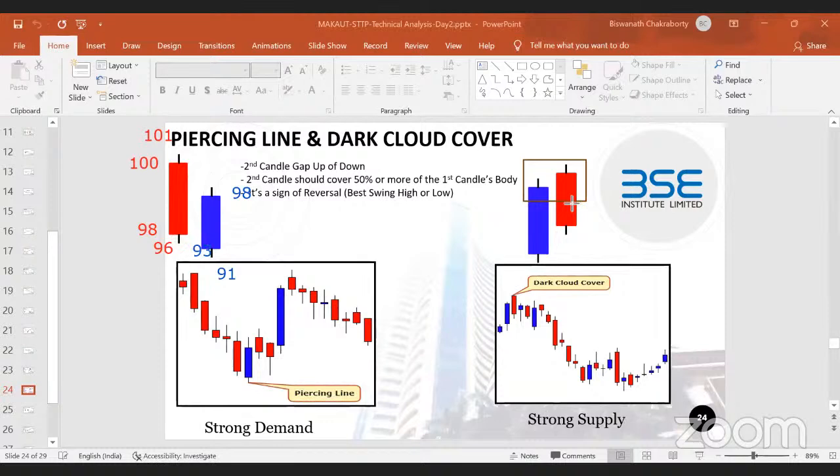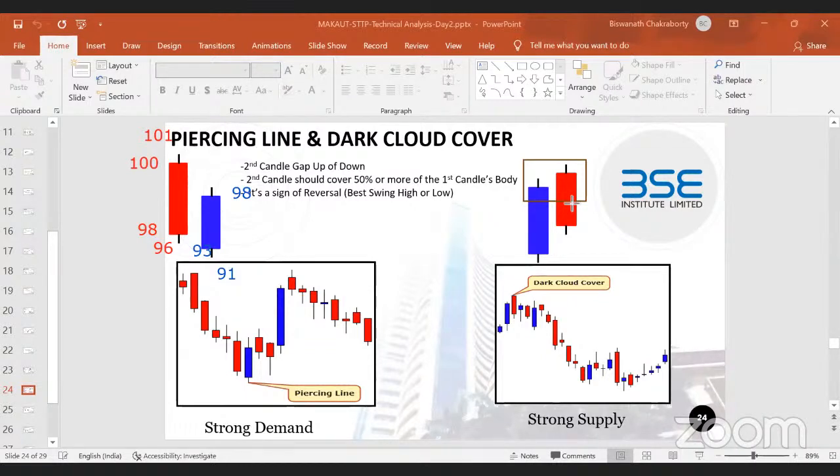Any query? Sir? Yes. In the piercing line and dark cloud cover cases, let us talk about the first one. In the piercing line case, we can see the gap down opening in the second candle. What if it opens gap up but the same happens, having 50% cover of the first candle? Then will it denote the same thing?